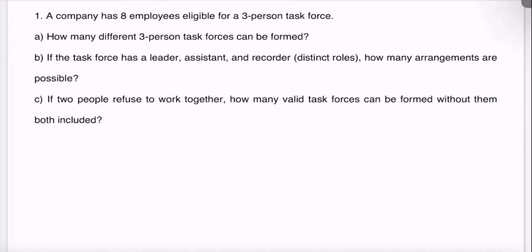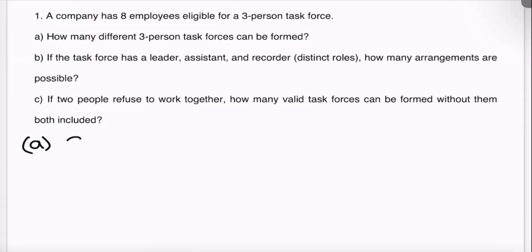Okay, so in this case, we're going to assume that there's no difference between any of the positions in the task force. We're going to assume that there's 8 employees and we're randomly going to choose 3, and that the order of those 3 doesn't really matter because it's not like there's positions or rankings there. So what I'm going to use is the combinations equation.